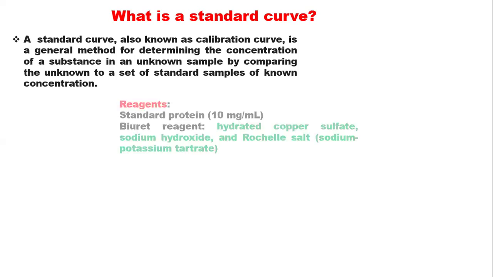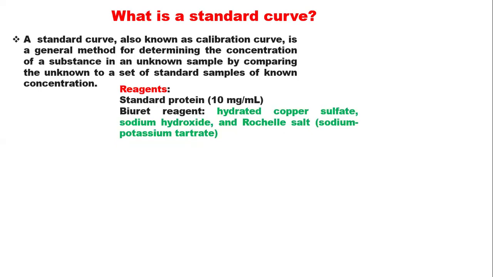Now, for the first phase of the experiment, these are the reagents that you are going to need. You will be given a standard protein, whose stock concentration is 10 milligram per mil, and you will also be given biuret reagent. This biuret reagent consists of 3 components: hydrated copper sulfate and sodium hydroxide, and also Rochelle salt, which is also known as sodium potassium tartrate. So please take note of these 3 components in the biuret reagent.